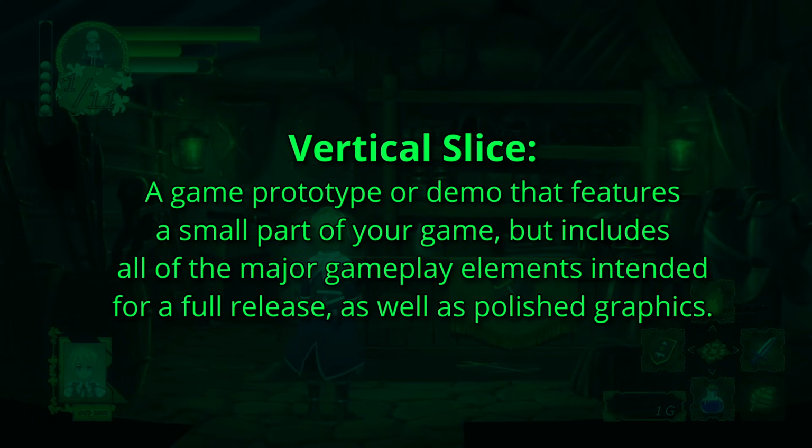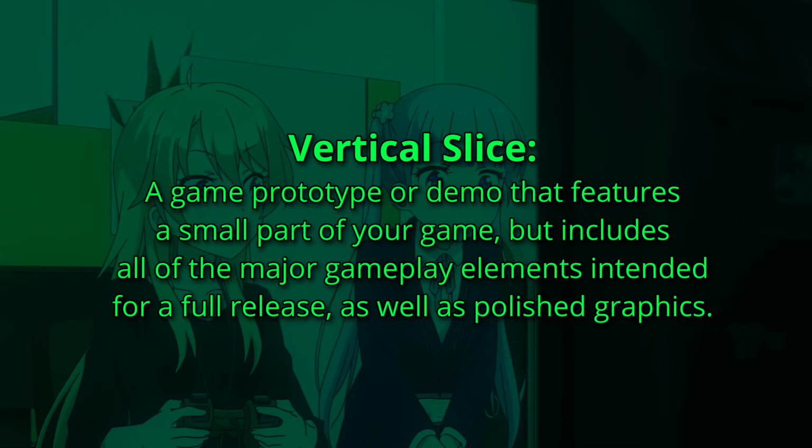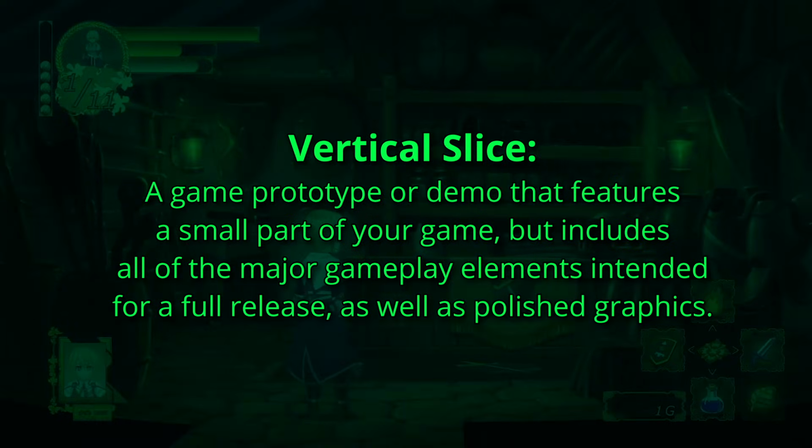Another kind of prototype is a vertical slice, which is a finished looking short segment of your game. A vertical slice is usually a proof of concept you want to show to potential investors or publishers, and will need a development cycle of its own.